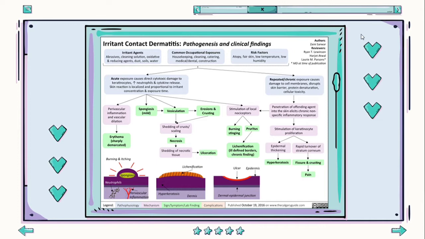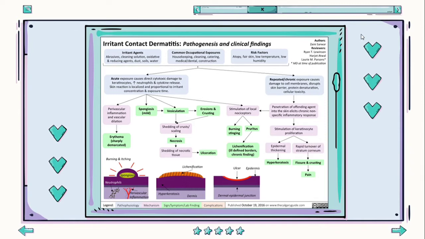After the epidermis has received direct cytotoxic damage, it may lead to spongiosis, or the rounding of keratinocytes and widening of intracellular spaces, resulting in a sponge-like appearance of the epidermis that can lead to formation of small intraepidermal vesicles that may lead to erosions and crusting. And after that, the shedding of crust or scaling will lead to necrosis.